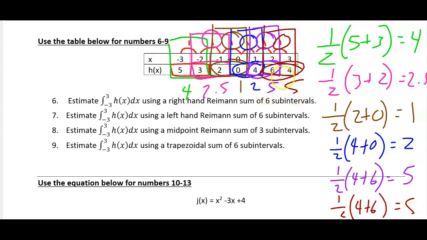So we have these 6 rectangles. Did I just say rectangles? I think I meant to say trapezoids. Anyway, trapezoids is the answer.